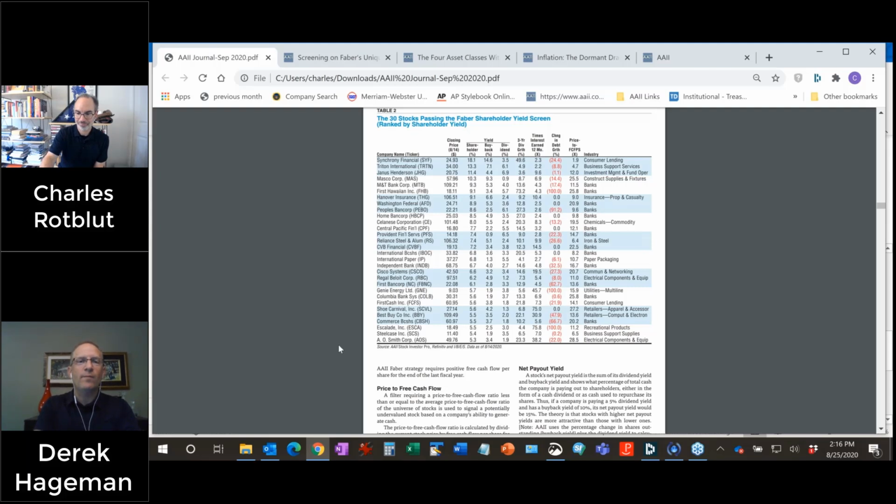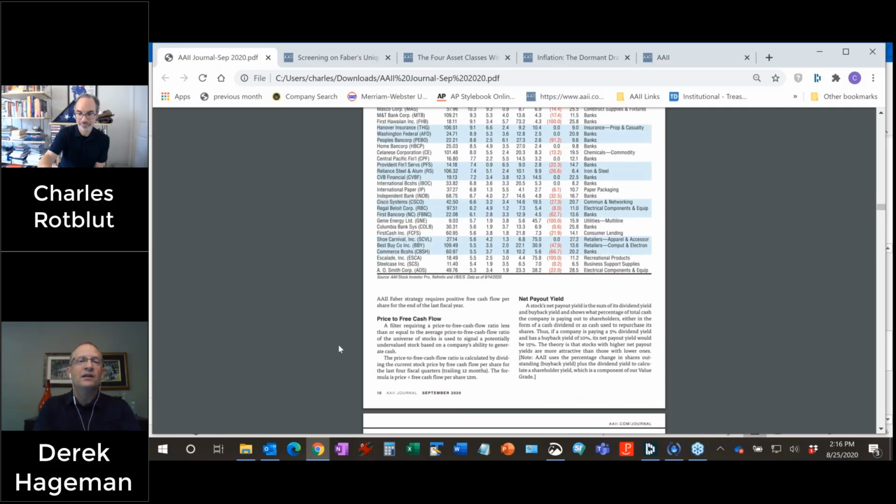Just going down to the bottom section, Charles, we have price to free cash flow. We did have a filter requiring a price to free cash flow ratio less than or equal to the average price to free cash flow ratio of the universe of stocks. It's used as a signal of a potentially undervalued stock based on a company's ability to generate cash.